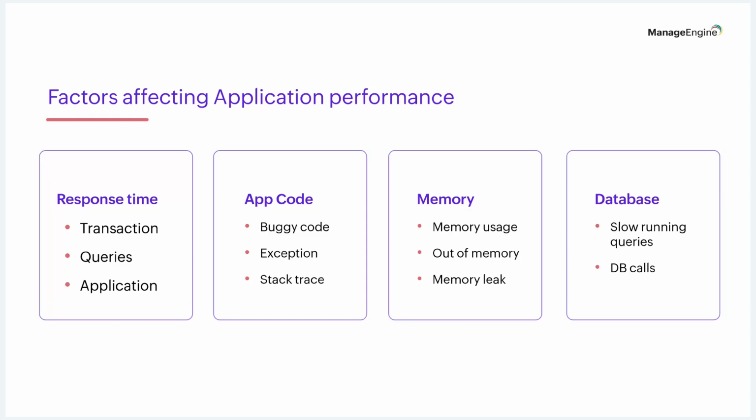And finally, the database plays a major role in performance. Slow queries and too many database calls can affect application responsiveness, and optimizing these queries can reduce unnecessary database interactions and greatly improve speed. In conclusion, monitoring response time, code efficiency, memory usage, and database performance is essential for maintaining a smooth and reliable application. So regular performance testing and tuning helps to ensure consistent and efficient operation in your application delivery.